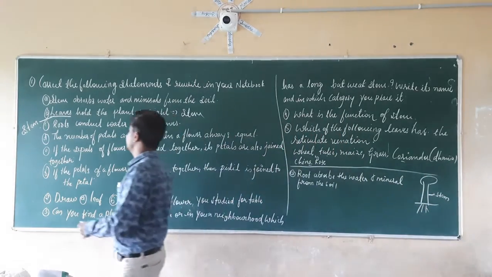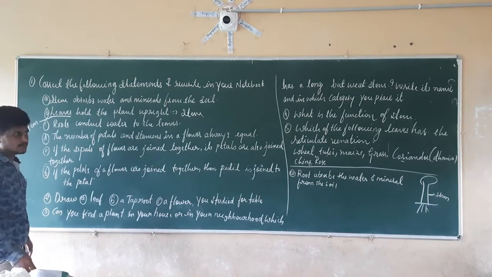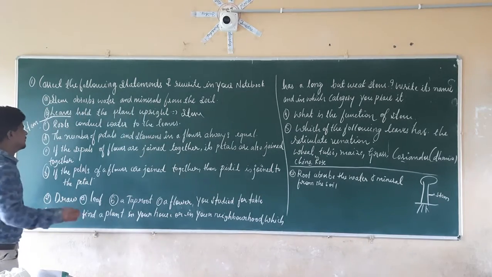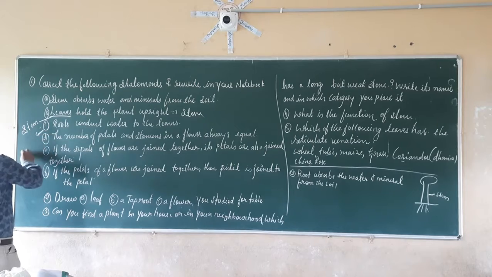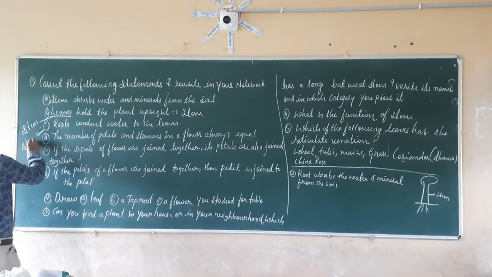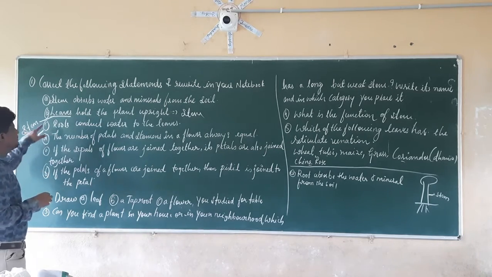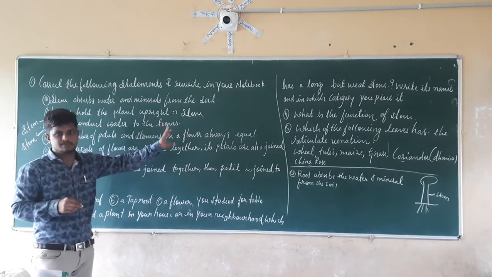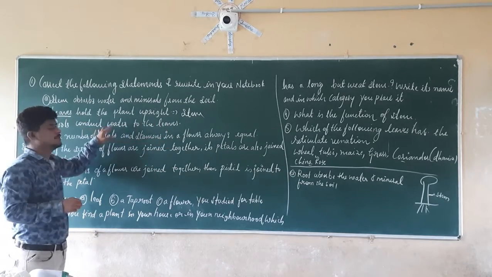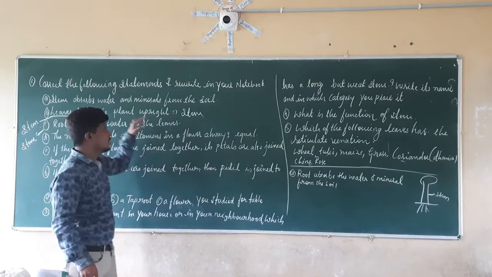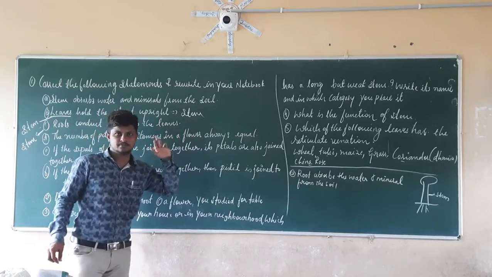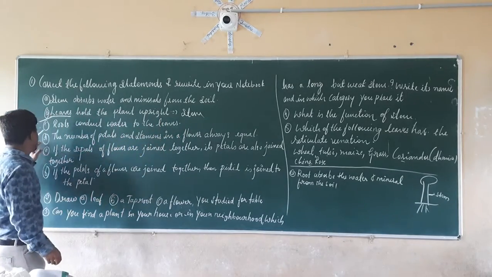So here in the statement, roots is the wrong word. Instead of root, what do we have to write? We have to write stem. So the stem conducts water to the leaves, not the roots. Right. So next, the fourth statement.